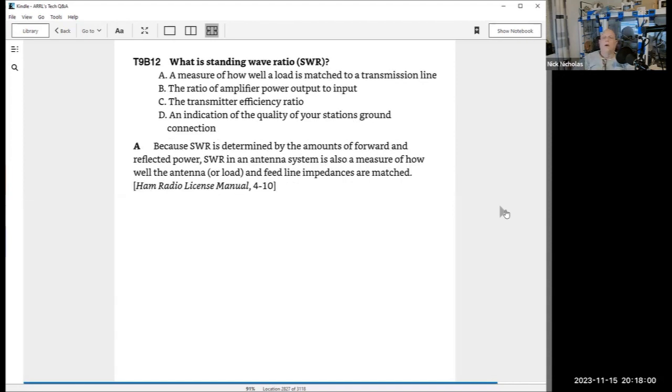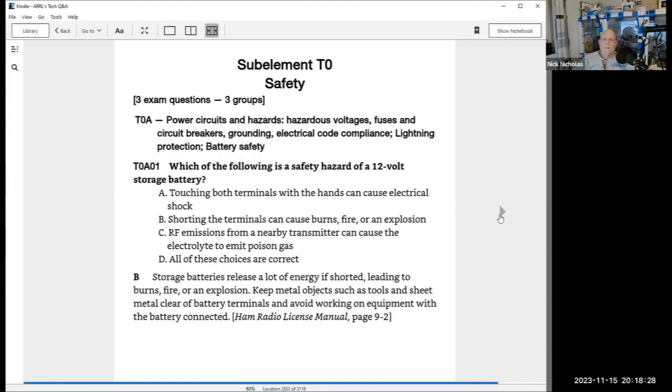What is standing wave ratio? SWR is a measure of how well a load is matched to the transmission line, and the way we measure that is by measuring the forward signal in comparison to the reflected signal. So it's an indication of match, not an indication of quality of the antenna. Keep that in mind. All right, we're getting to the stuff I need to get to.